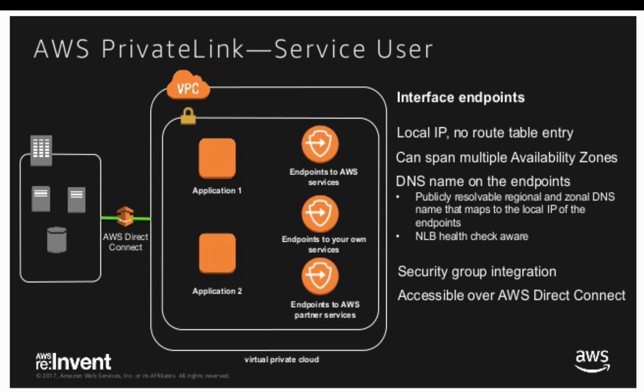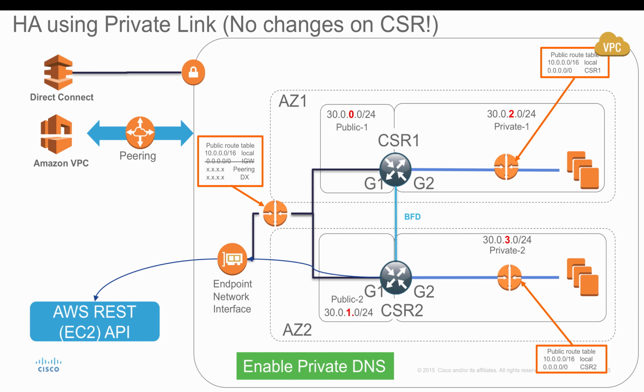It's very powerful. So let's take a look at how we can leverage PrivateLink in the HA deployment and remove the internet gateway. So as you can see in this case, the internet gateway is gone. So there's no internet accessibility for this VPC, but you can still use peering. You can still use Direct Connect. In order for the CSR to reach out to the AWS REST API, I create an endpoint service in my account or in my VPC. And there are multiple endpoint types. It could be a gateway endpoint. It could be an interface endpoint. So in this case, I'm using an interface endpoint.